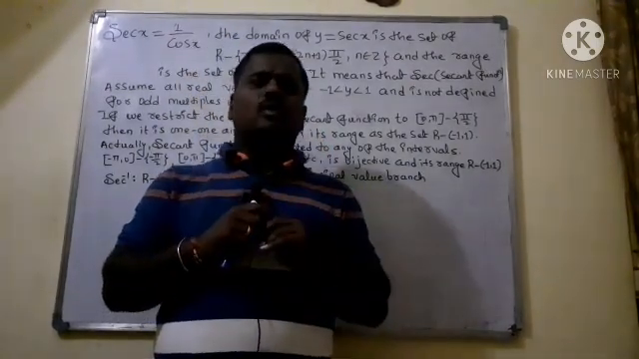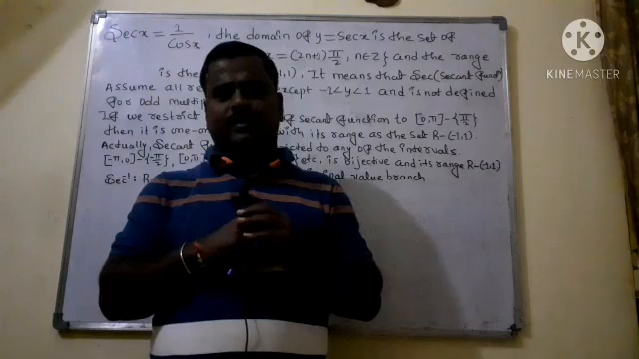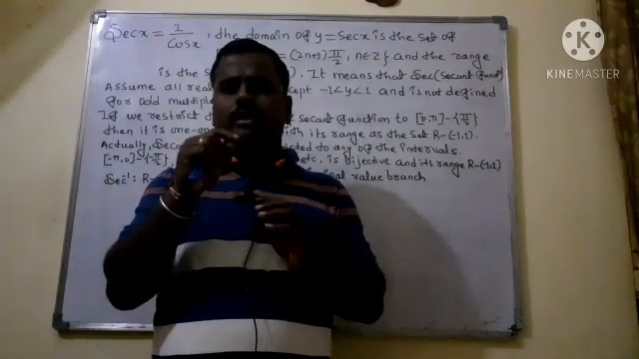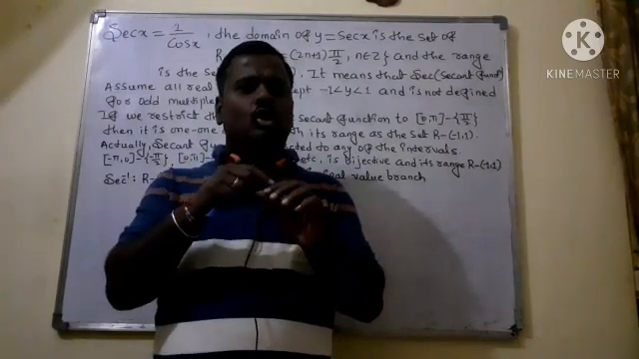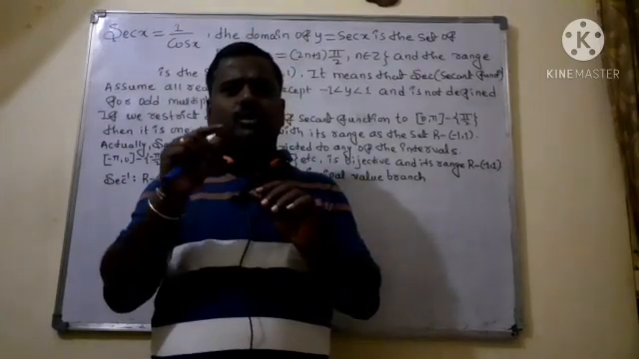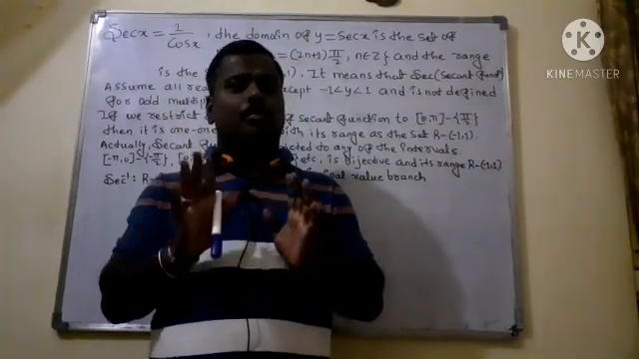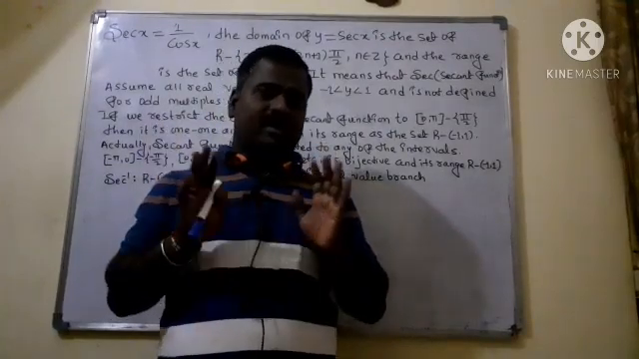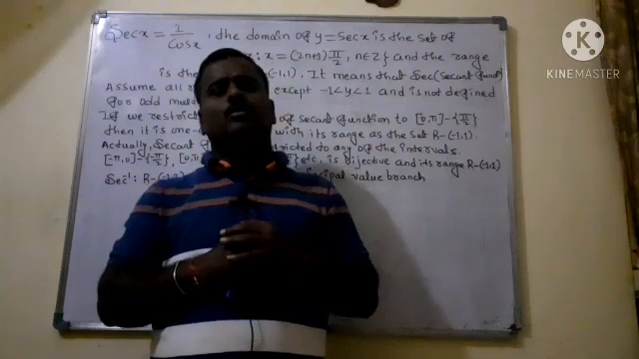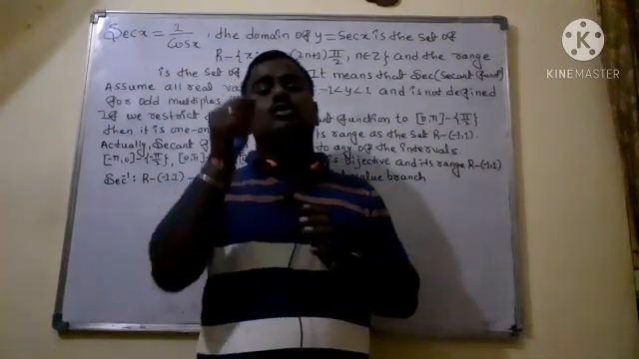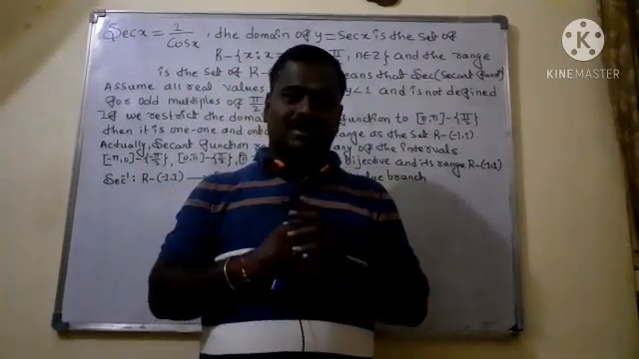You know what we mean by cos inverse of x? The domain is minus 1 to 1, and when you take cos inverse of minus 1 to 1, it implies the range 0 to pi, a closed interval. On this basis, we are now going to discuss sec x equal to 1 by cos x.